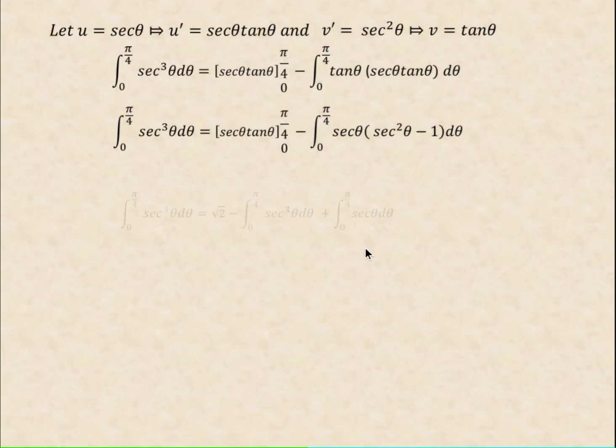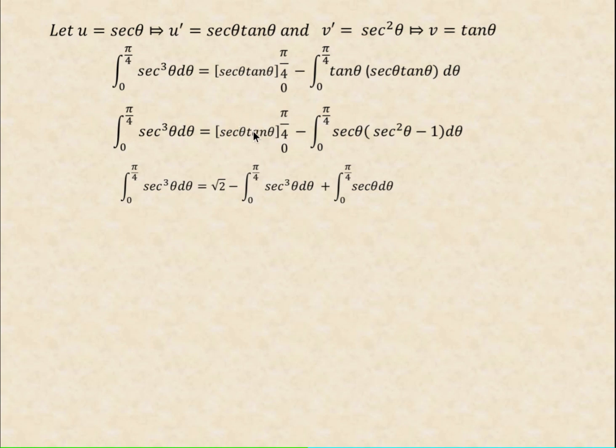So in the next step then, we have the substitution of the limits in this first term, where the substitution of the upper limit pi on 4 follows that sec pi on 4 is 1 over cos pi on 4, and cos pi on 4 is 1 over root 2. So sec pi on 4 should then be root 2, times tan pi on 4, which is 1. It just gives root 2. The substitution of the lower limit gives 0, because tan 0 is 0.